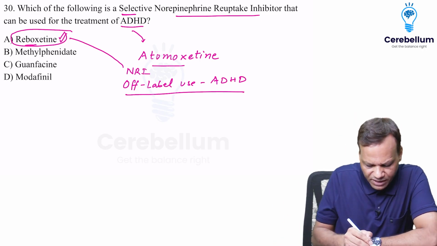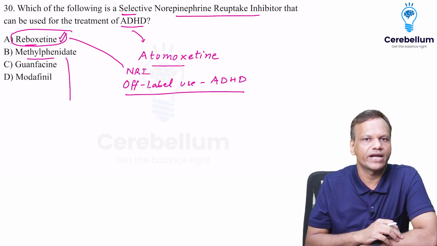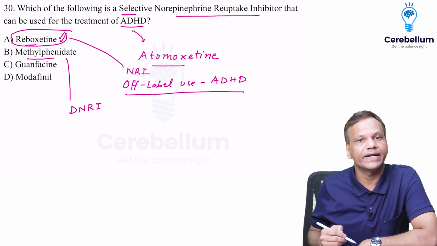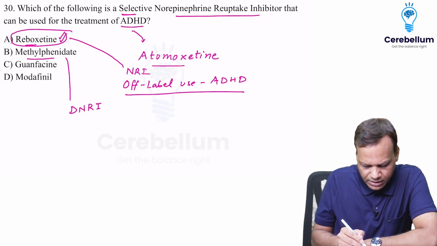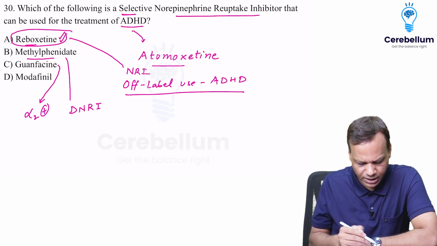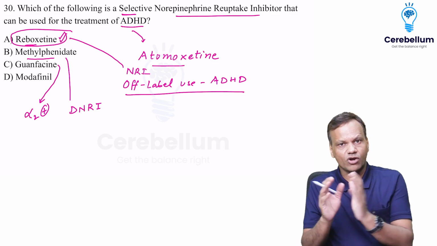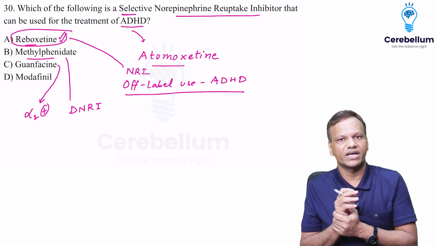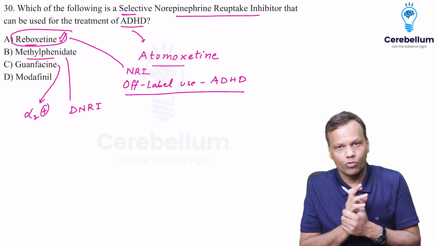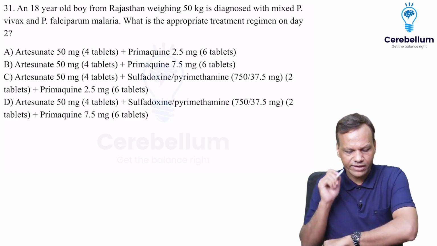Now, regarding other options, particularly methylphenidate, methylphenidate is not a selective noradrenaline reuptake inhibitor. It is a dopamine and noradrenaline reuptake inhibitor. Then guanfacine is not used. It is basically an alpha-2 agonist. It is not a reuptake inhibitor. And modafinil is, again, an amphetamine-like drug. So it is not inhibiting the noradrenaline reuptake specifically. Plus, modafinil is used mainly for narcolepsy. Okay, so the answer to this is reboxetine. Next question.